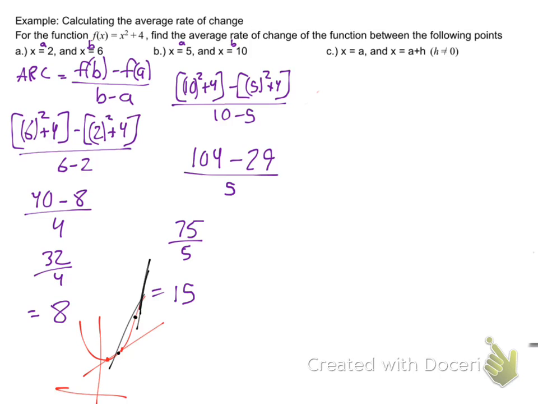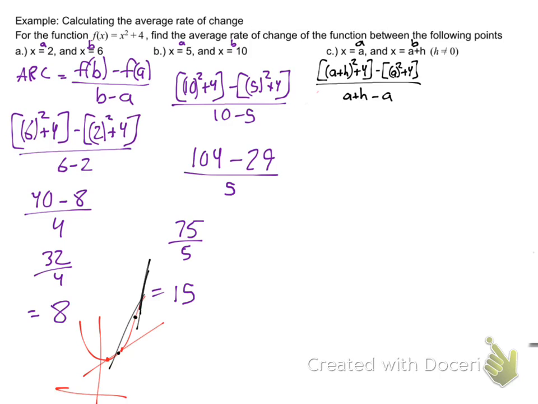Last one. I'm assuming that A can be A, and then the A plus h must be the B. Is everybody okay with that? This will be an interesting one. So (A plus h) squared plus 4, minus A squared plus 4, all over what? A plus h minus A. I think everybody can get the bottom. That's going to be no big deal, right? The bottom just becomes h.